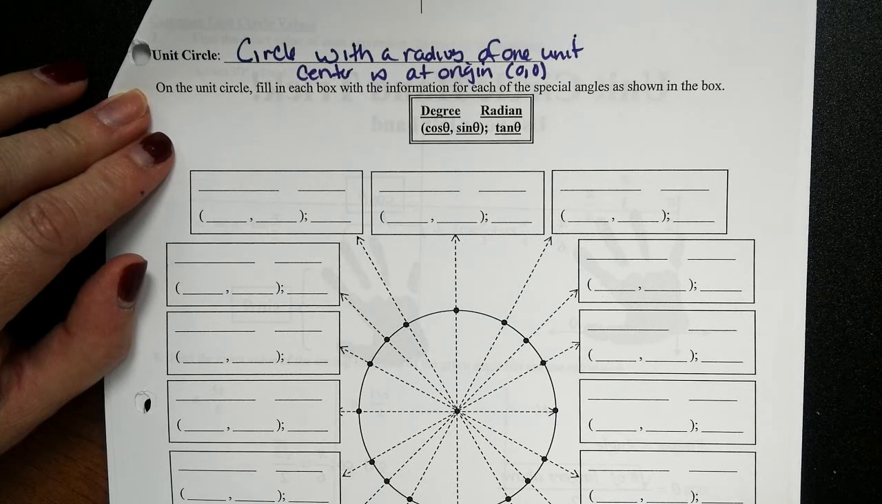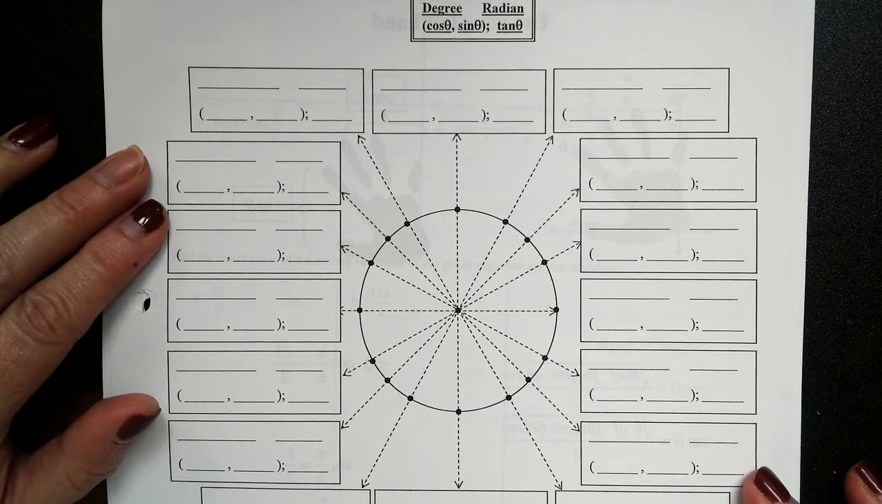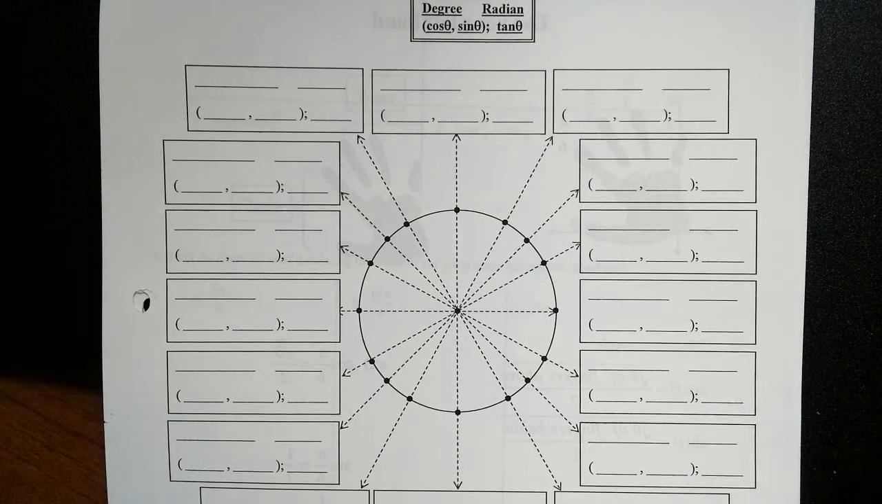is at the origin. And if you remember what we did last class when we were talking about our special right triangles, 45, 45, 90, 30, 60, 90, the last 3 triangles I had you fill out all had a hypotenuse of 1. So let's take a look at the first special angle in our unit circle.